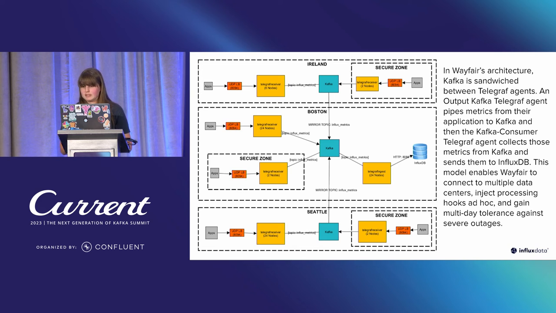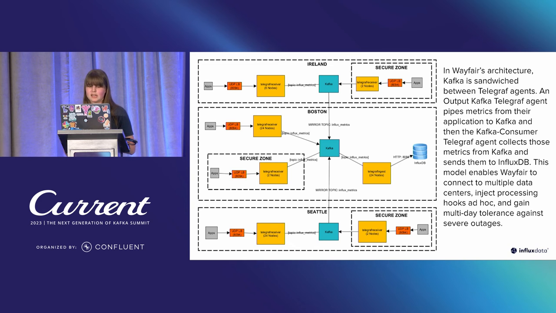So when they were doing this, this model enables them to connect to multiple data centers, inject processing hooks, and gain multi-day tolerance against severe outages. We had a whole write-up on this. This is just a small piece of it. And also the visualization kind of speaks for itself and makes this a little bit easier to read.